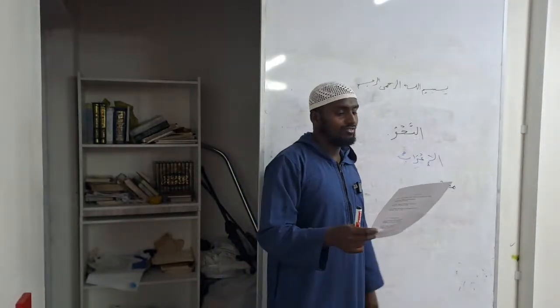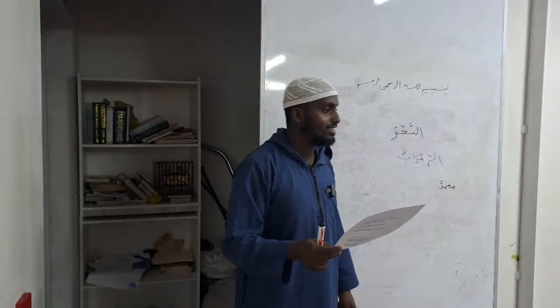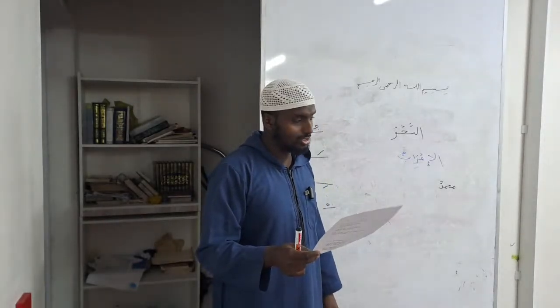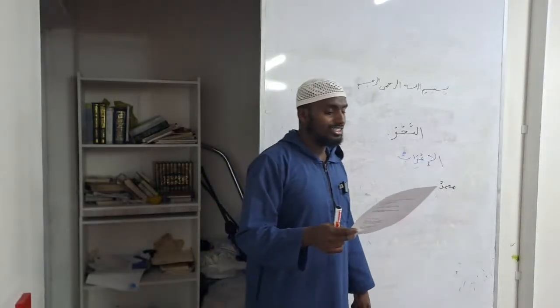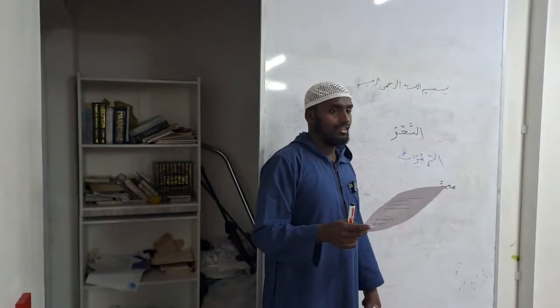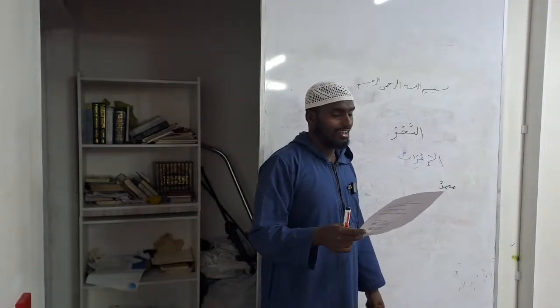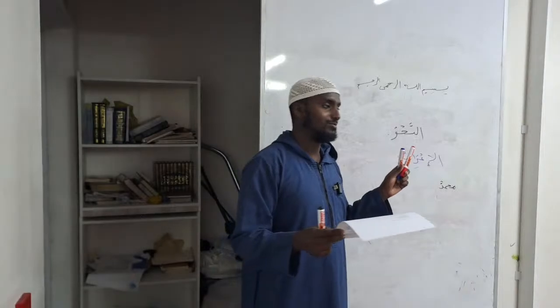So the next one we have is jar. And the sign for jar is the what? Kasra. And a word in a state of jar is called majroor. The next one is jazm. And the sign for jazm is sukun. And a word in a state of jazm is called majzoom.